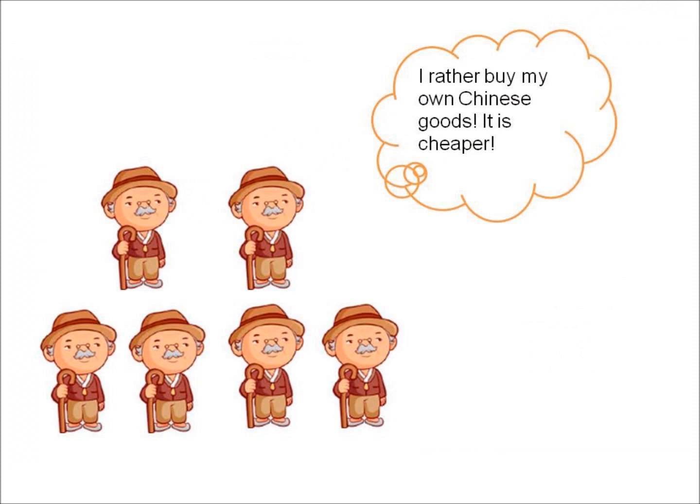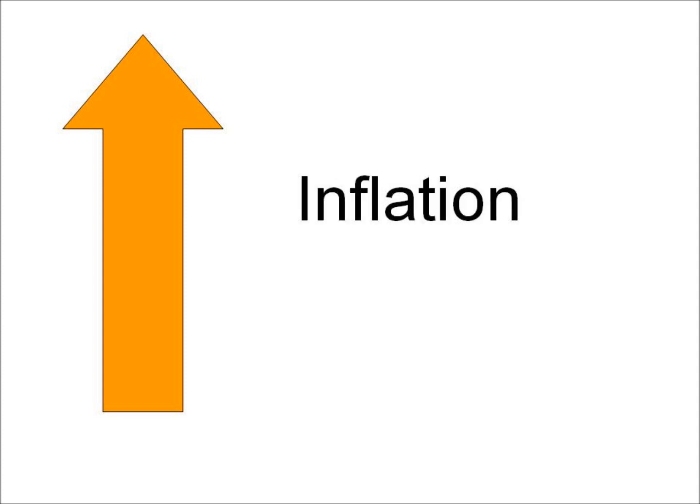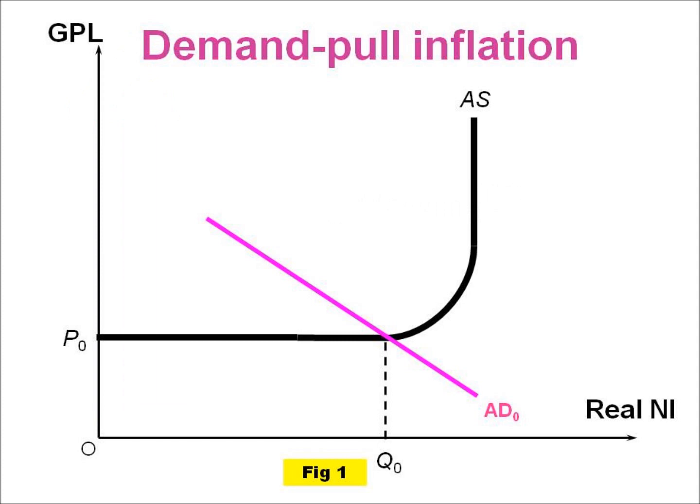More Chinese consumers would rather purchase their own domestically produced goods as they are cheaper. They will continue to purchase the Chinese goods, which may lead to a price increase, also known as inflation. As shown from the graph, the large demand for China's goods would cause the demand curve to cut the graph at the intermediate range.